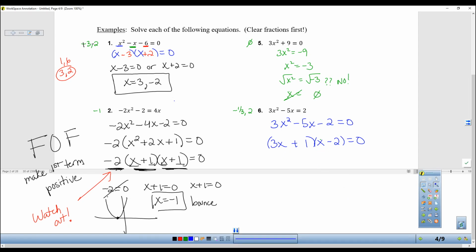The bottom line is there's no excuse for factoring wrong. You can remultiply first, outer, inner, last. It's got to work every time. So either 3x plus 1 is equal to 0, or x minus 2 is equal to 0.